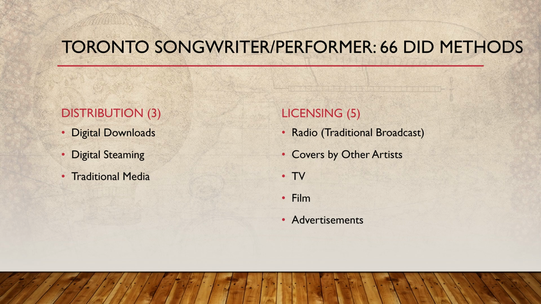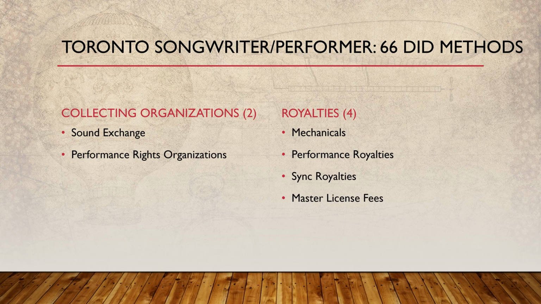Here we have distribution: digital downloads, digital streaming, and traditional media. Licensing, so we'd license radio stations. Other artists might do covers of these songs, and that would have licensing implications, TV, film, and advertisements. Collecting organizations, there's an organization called SoundExchange, and then there's a variety of performance rights organizations. Royalties within the music industry, there's 4 different kinds of royalties.